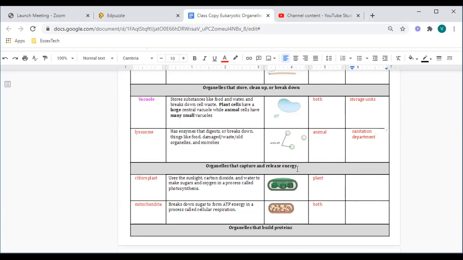Okay, let's take a look at organelles that capture and release energy. We've talked about the chloroplast before. It'll take things like sunlight, carbon dioxide, and water and put those together to make sugars for the plant, and also releases oxygen in a process called photosynthesis. So let's focus on the light part. What in the city would take in or use the light?